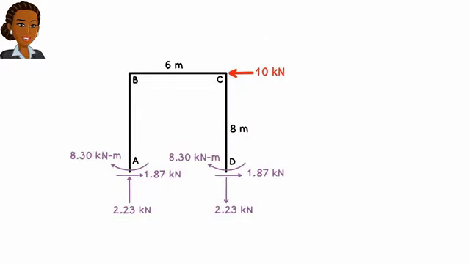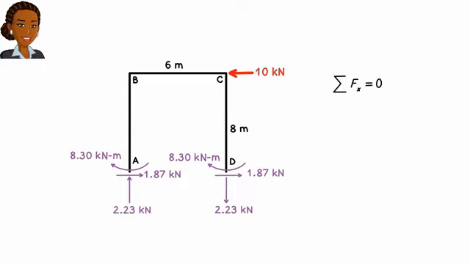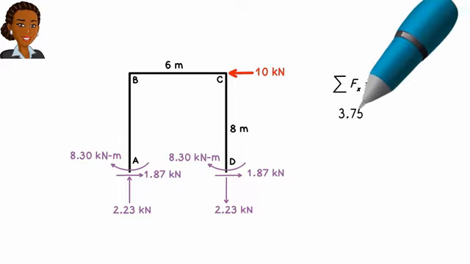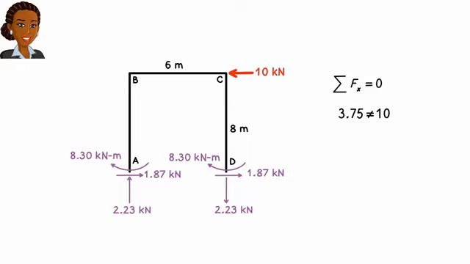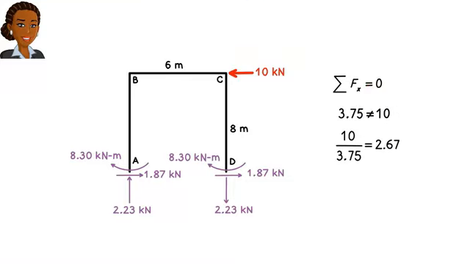Let's check and see how good our initial guess was. We know that the sum of the forces in the x direction must be 0. That is, the sum of the support reactions in the x direction must be equal to 10 kilonewtons. The horizontal reaction forces at A and D add up to 3.75. So, we are off by a factor of 2.67. That is, we would have ended up with the correct support reactions if our initial assumed value for the fixed end moments was negative 26.7 instead of negative 10.